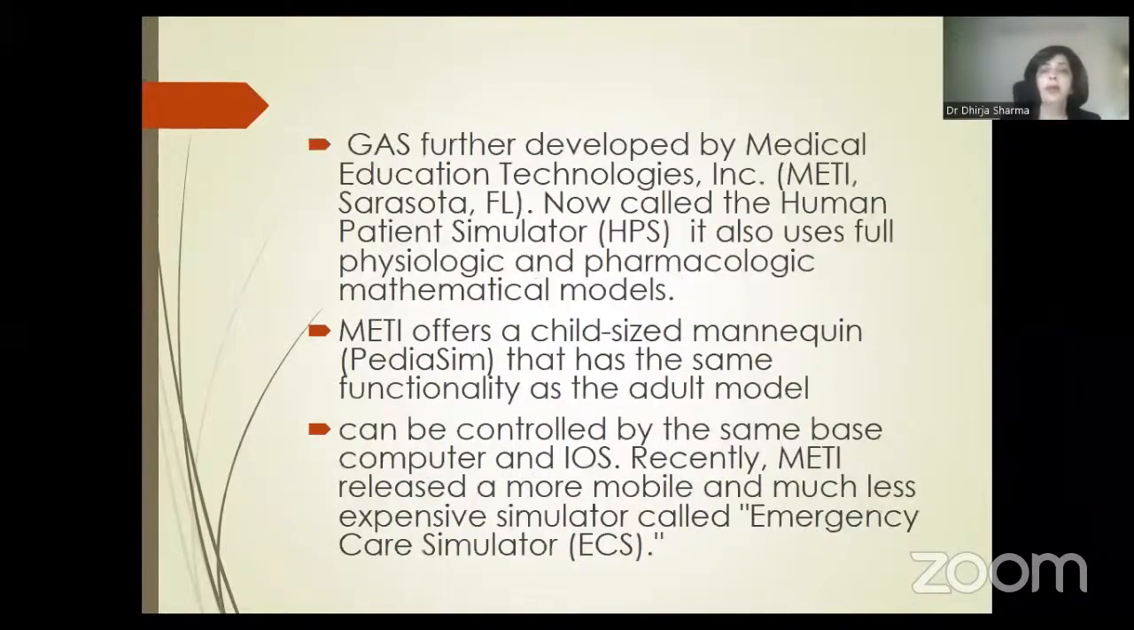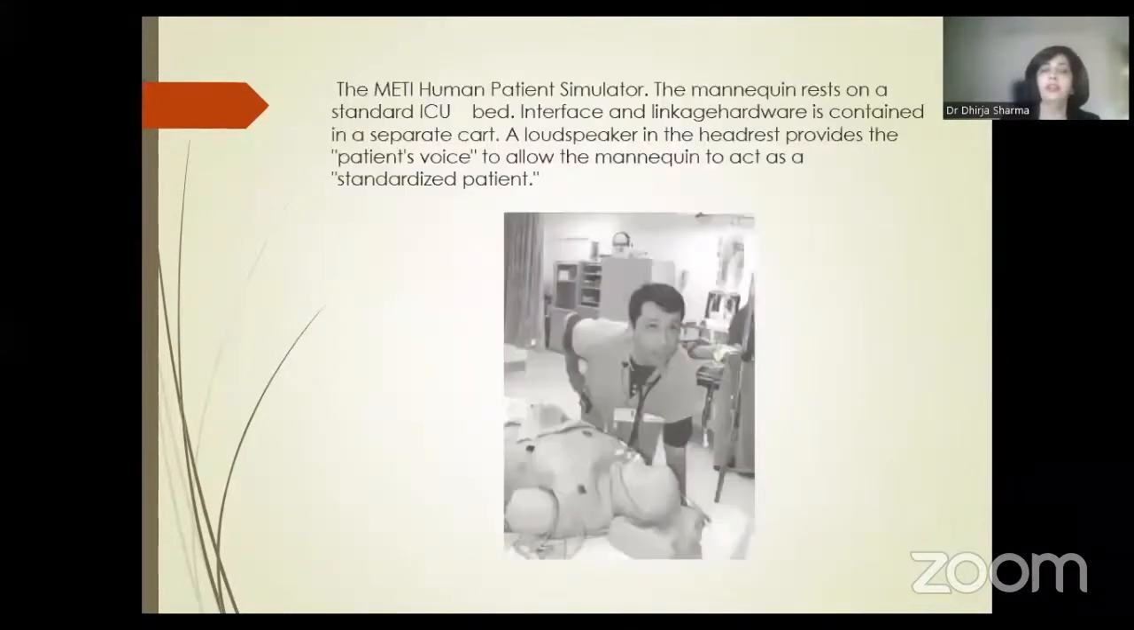It was further developed by METI and is now called the Human Patient Simulator, which also uses full physiological and pharmacological mathematical models. METI also offers a child-sized mannequin, PediaSim. It can be controlled by the same base computer and the operator simulations. Recently, METI released a more mobile and much less expensive simulator called the Emergency Care Simulator. This is the photograph of a METI human patient simulator.